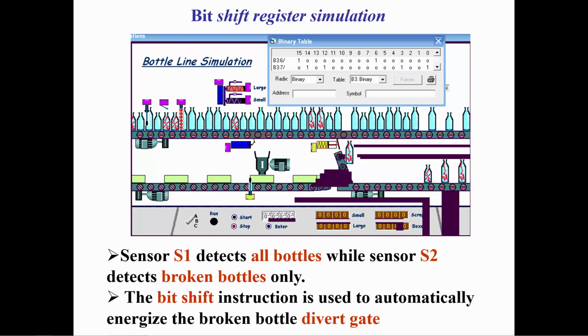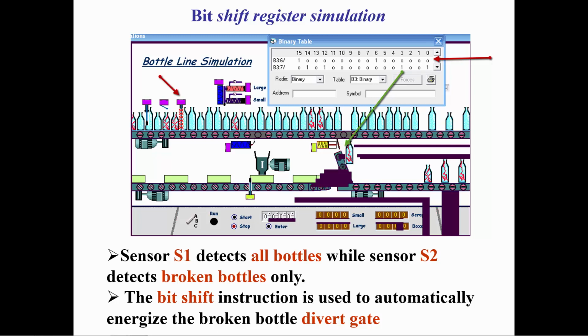This simulation is an example of the use of a bit shift register. Near the beginning of the conveyor, a sensor detects that a bottle is broken and places a 1 in the shift register to keep track of the broken bottle. The 1 would be shifted into B3:6/0.